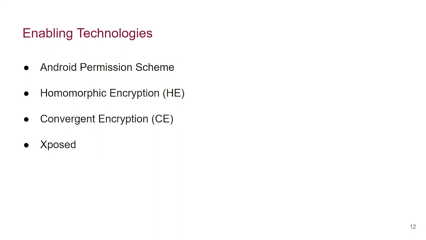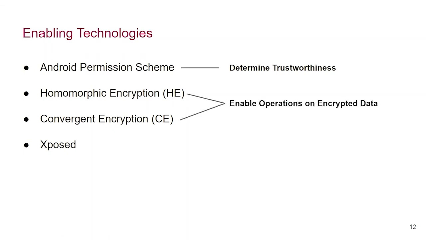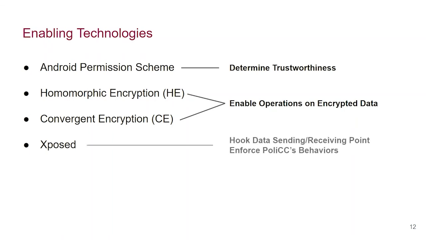To implement PolicyC, we use several techniques. We use the Android permission scheme to determine apps' trustworthiness, and use homomorphic encryption and convergent encryption to enable operations on encrypted data. Finally, we use Xposed to hook the data sending and receiving points to enforce PolicyC's behaviors.